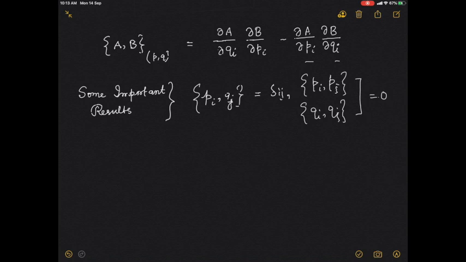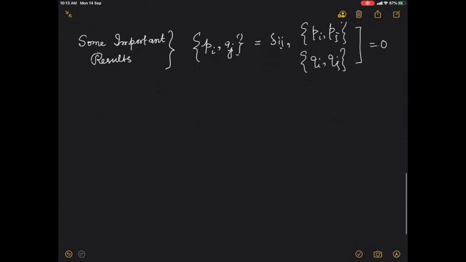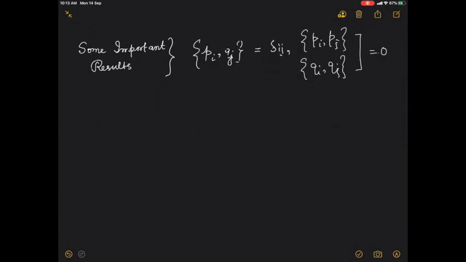Not only this, the Poisson bracket also has a certain algebra. So what do I mean by algebra? I mean what happens if you multiply them with a scalar, what happens if you transpose them, etc. Or if you add two Poisson brackets, then what happens. So let us write down, list here some algebras of Poisson bracket.